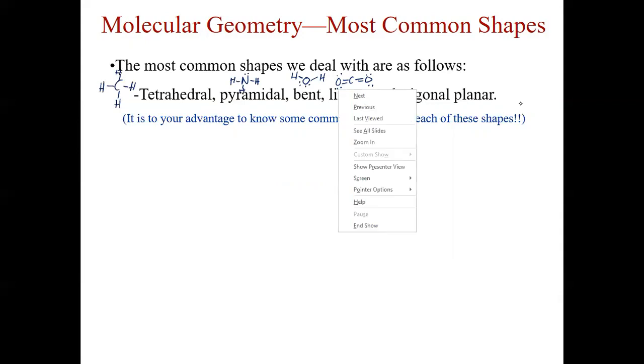And then, I'm blanking on an example of trigonal planar right now, but you can look back through your notes. We've talked about some of those previously. Let me see if I can see one that I know how to draw off the top of my head. CO3 2 minus is a trigonal planar.